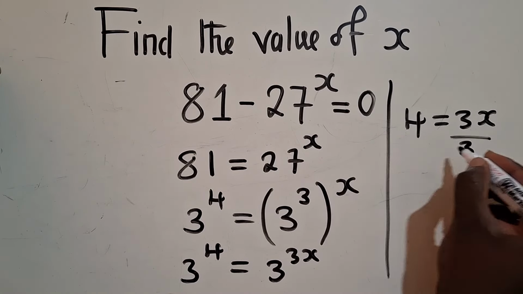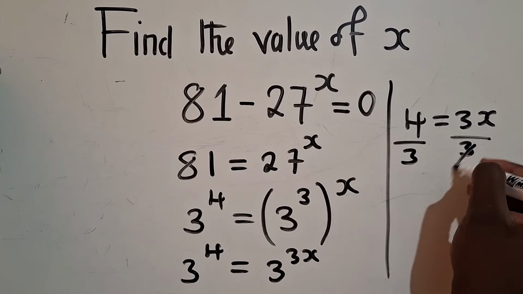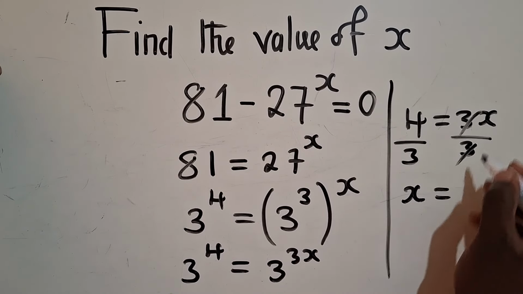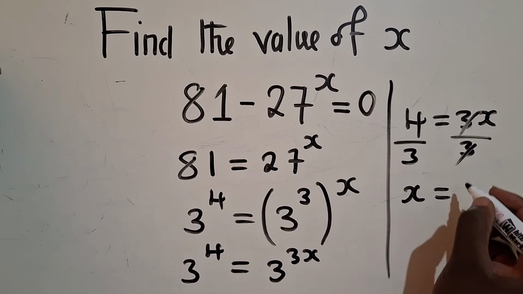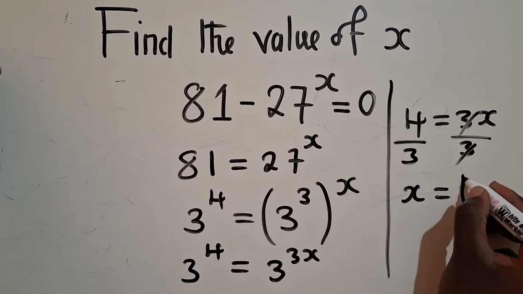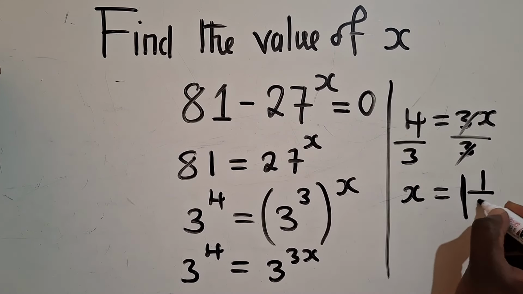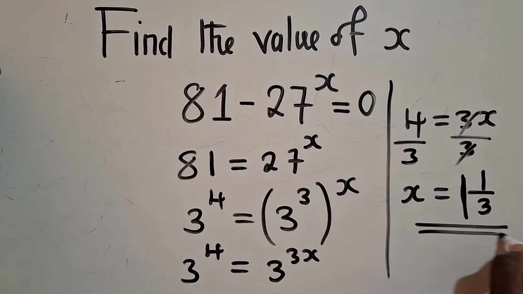You now divide by 3 by 3, because we want to find the value of x, this x which is right here. We can either leave our answer like this, or we can write it as 1 remainder 1 over 3. This is our answer. If you want, you can put it in a decimal point. It's okay.